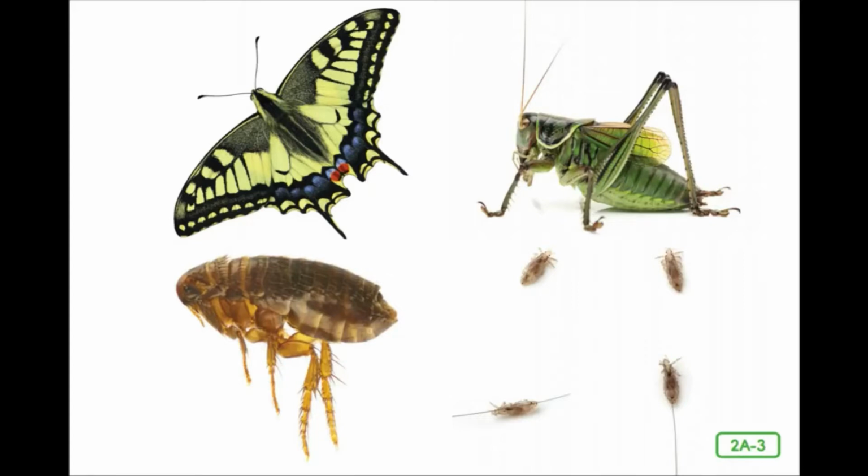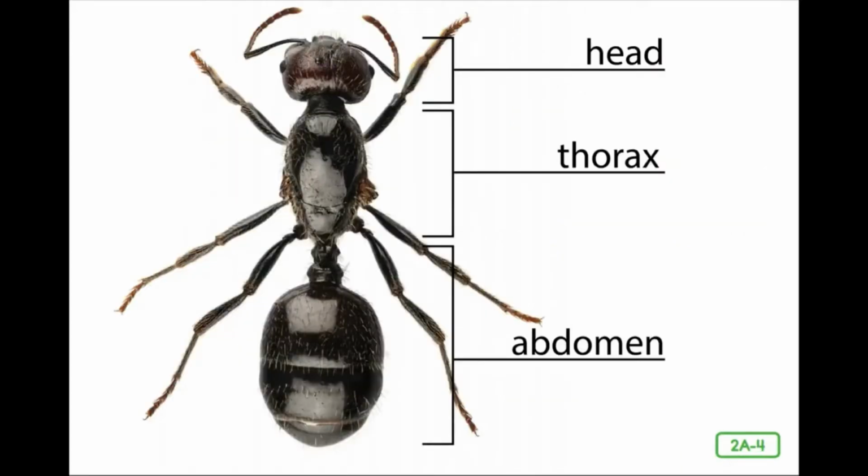We'll use one of my friends, the ant, as an example. All insects have a head, a thorax, and an abdomen. The head is the center of an insect's senses, but different kinds of insects can have very different looking heads. The thorax is the middle part of the insect's body. The abdomen is the end of the insect's body, farthest away from the head.